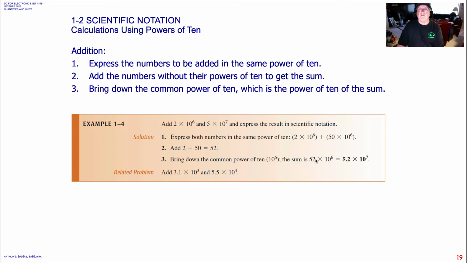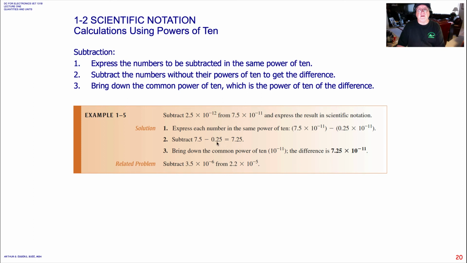Okay, the sum of 52 times 10 to the 6th, again turning into scientific notation. Between 1 and 10, we move the decimal point over 1 place to the left, and we have 5.2 times 10 to the 7th. Okay, they give you a related problem. I'll let you work that out.